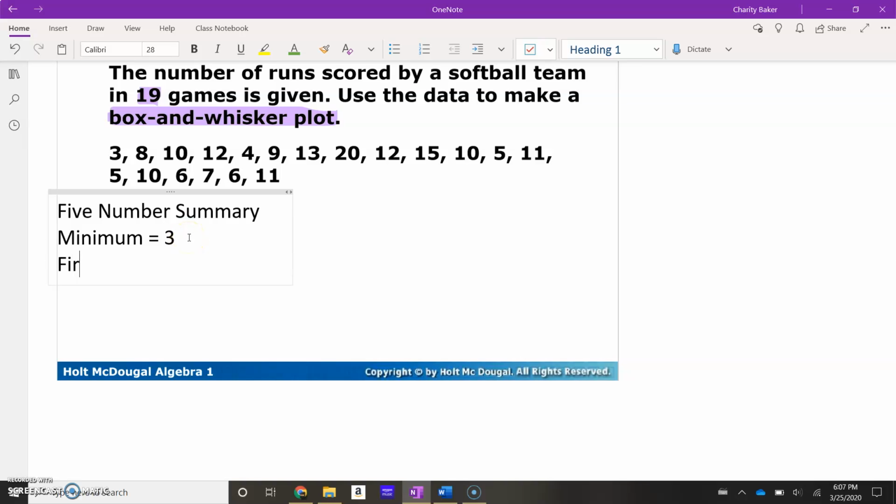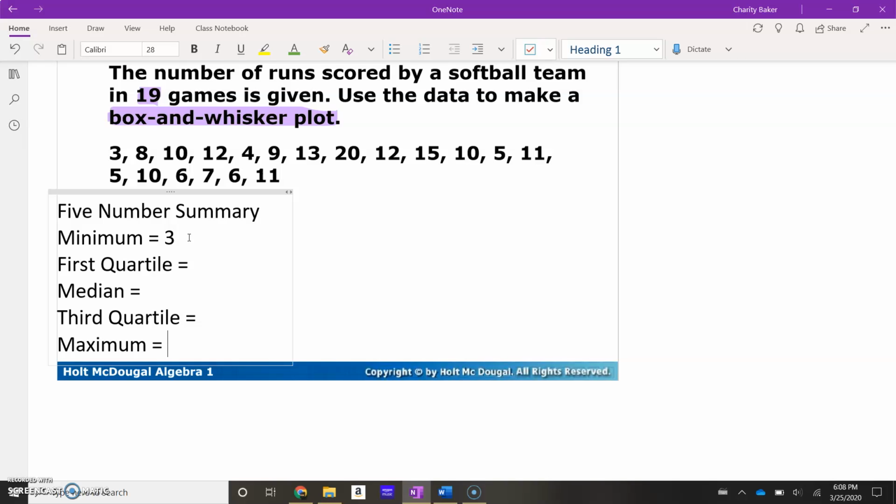After that, we need the first quartile. And then we're going to need the median. And then we're going to need the third quartile. And then the maximum.